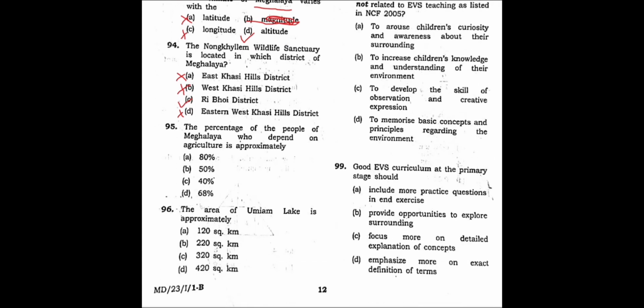Which question number? 95, right? So let's see. The percentage of the people of Meghalaya who depend on agriculture is approximately how much percentage? See, let me talk about Meghalaya and let me talk about agriculture. We the people of Meghalaya, we practice agriculture since a long time, right?